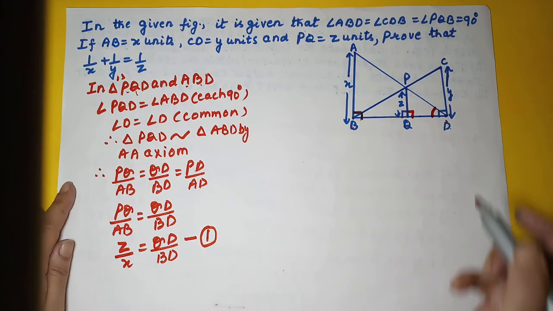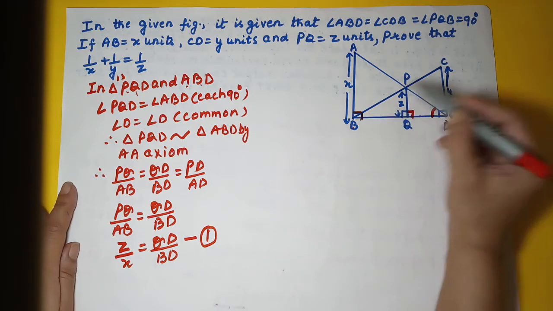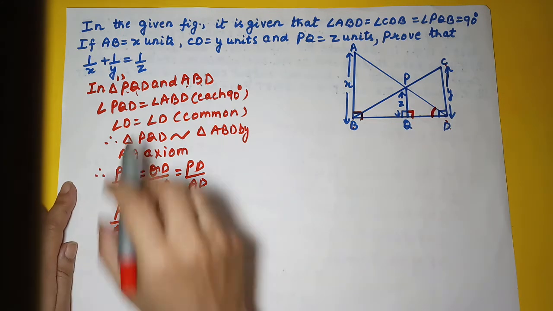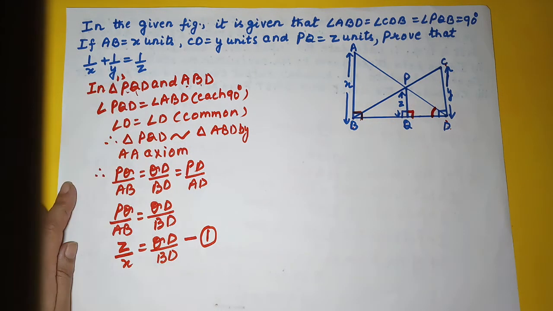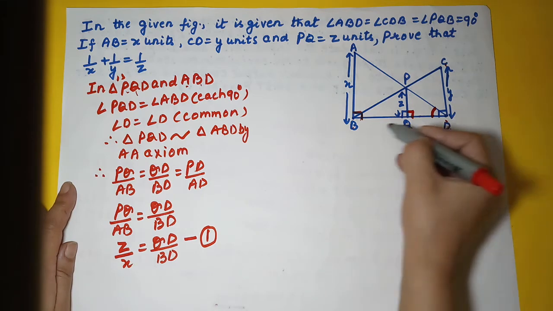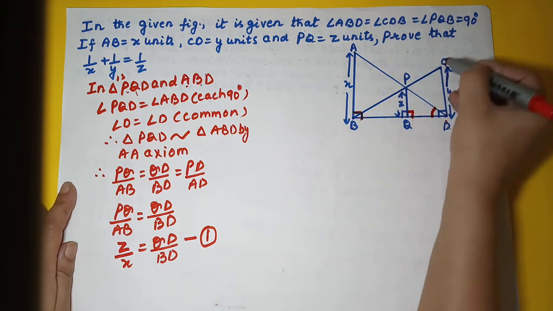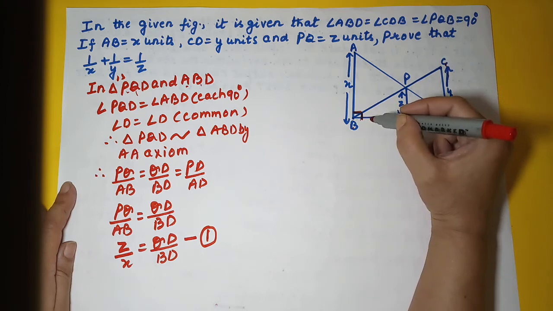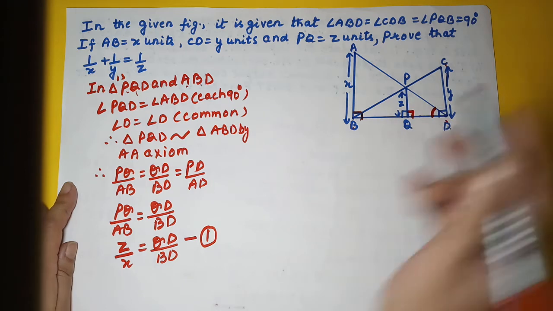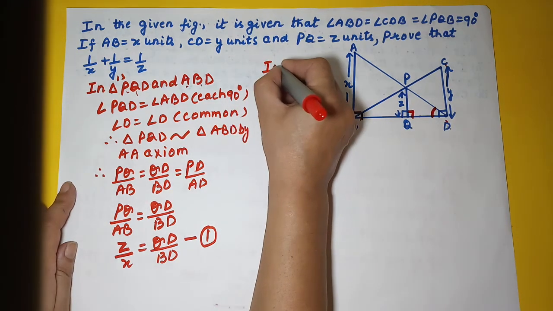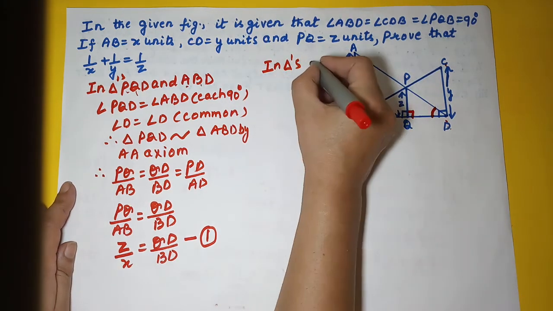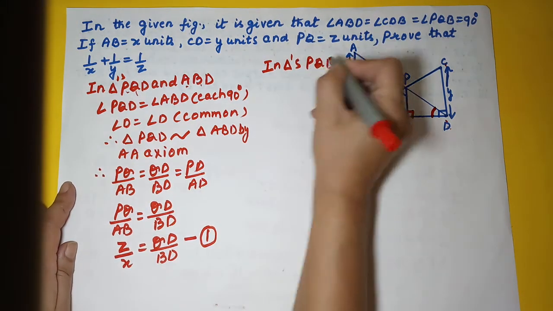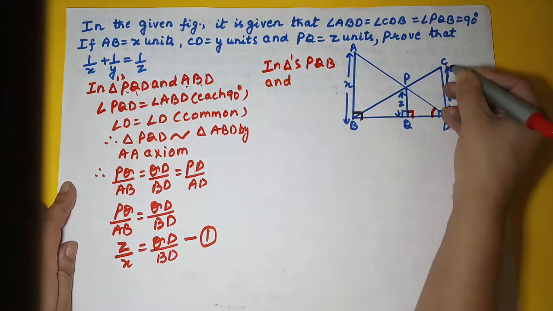Now I will go to triangles PQB and CDB. Now why am I doing this? Because I need X, Y and Z. So Y is a part of this triangle. That's why I am taking triangles CDB and PQB. Right? So I will write in triangles PQB and CDB.